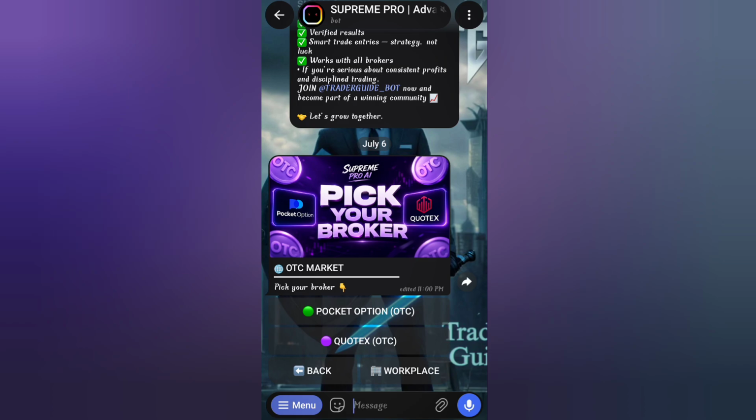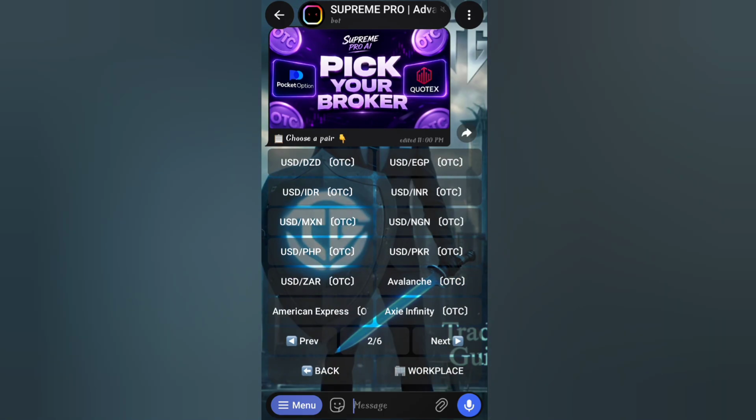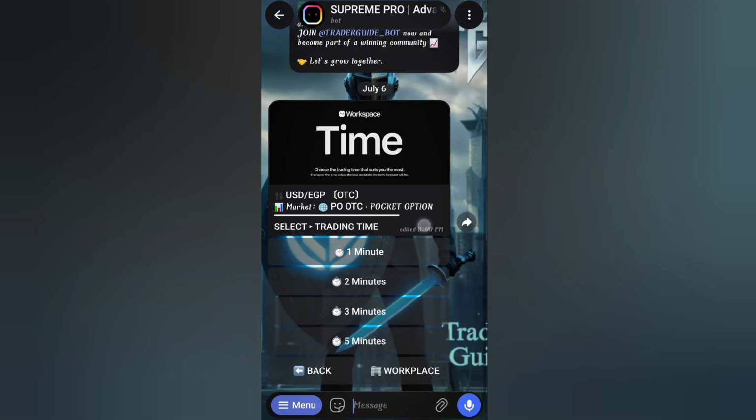Now back to the bot. Choose Pocket Option OTC. Pick a pair to analyze, any pair with a good market percentage. Now select your trading time. I choose 1 minute. Boom.